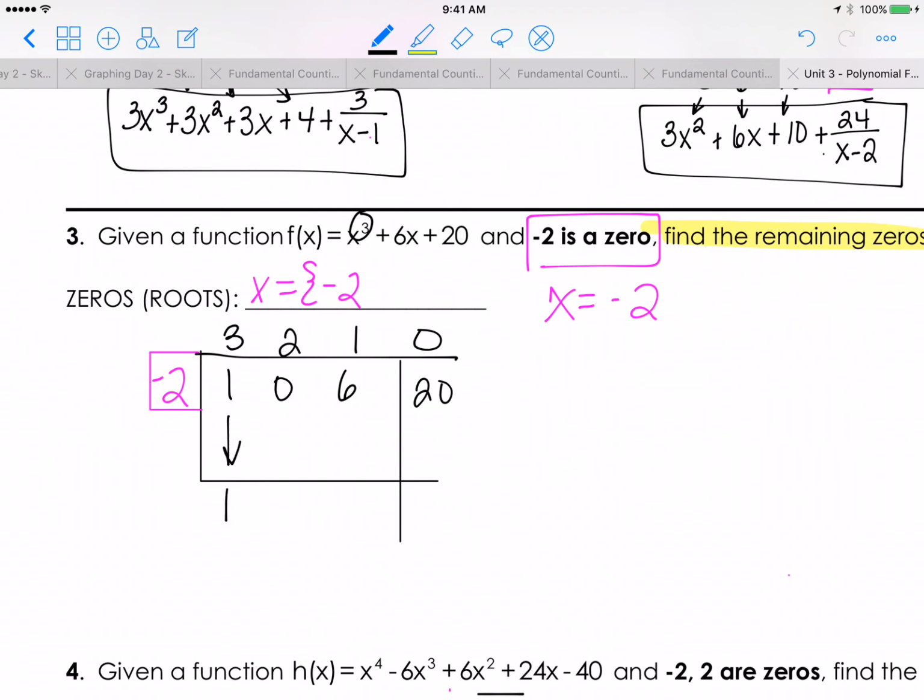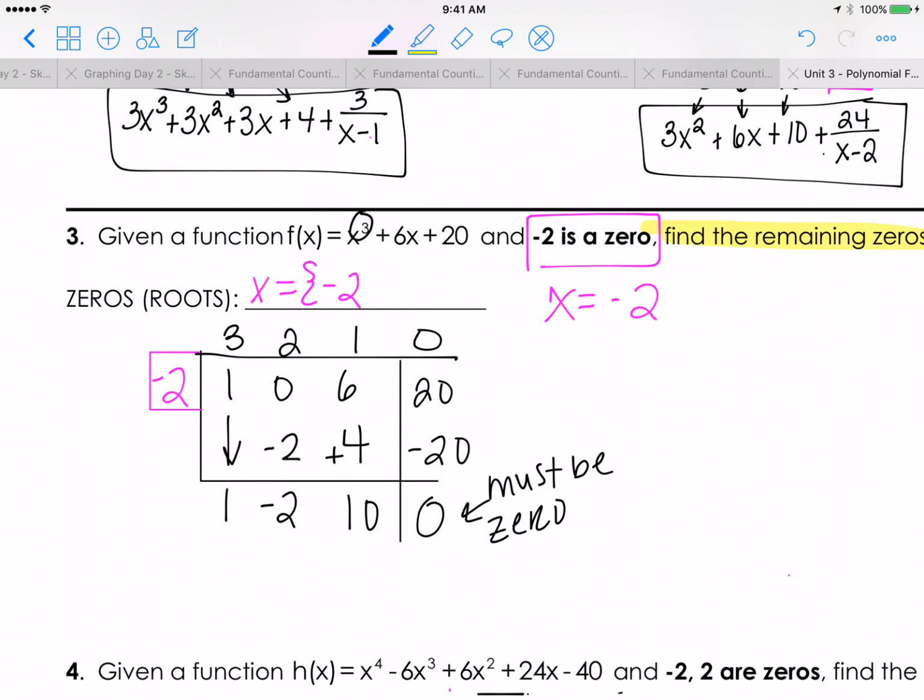1 times -2 is -2. So 0 minus 2 is -2. -2 times -2 is a positive 4. So 6 plus 4 is 10. 10 times -2 is -20. And then 20 minus 20 is 0. This must be 0, or we've done something wrong.